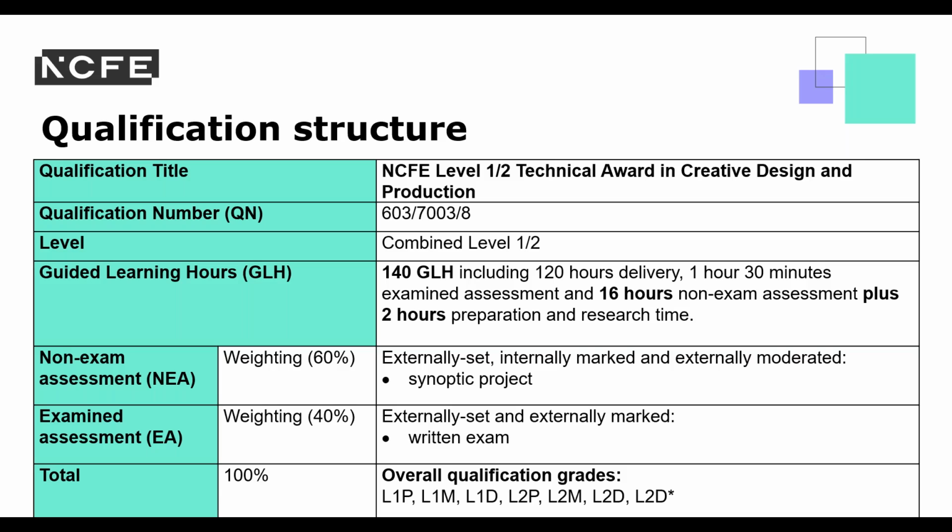The TQT is 154 hours, and this includes homework you might set and independent learning. The NEA has a 60% weighting and the EA has a 40% weighting. The content assessed in the EA and the NEA will be sampled from across the full breadth of the qualification, and the overall qualification grades are a level 1 pass up to a distinction, and for a level 2, a pass up to a distinction star.